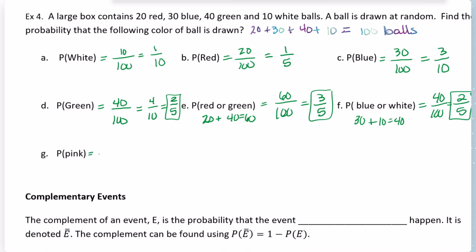Next up, what's the probability of getting pink? Well, out of the 100, we would also just say that the probability of getting pink is 0. It's not going to happen. There's no pink balls in our box that we are working with.